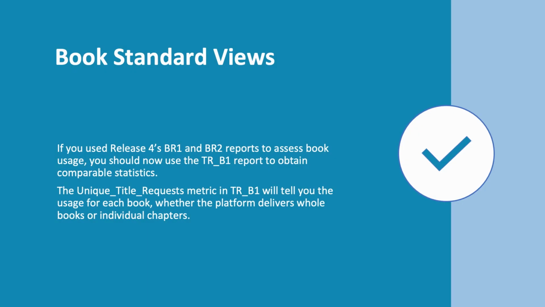If you used Release 4's BR1 and BR2 reports to assess book usage, you should now use the TR-B1 standard view to obtain comparable statistics. The unique title requests metric in TR-B1 will tell you the usage for each book, whether the platform delivers whole books or individual chapters.